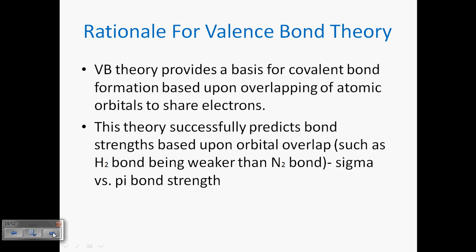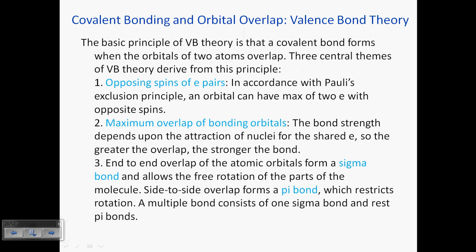Now let's take a deeper look at valence bond theory and how it explains covalent bonding. So valence bond theory is all about overlapping atomic orbitals, and then the shared electrons are attracted by the nuclei of the atoms that are sharing these electrons. There are three basic principles of valence bond theory.